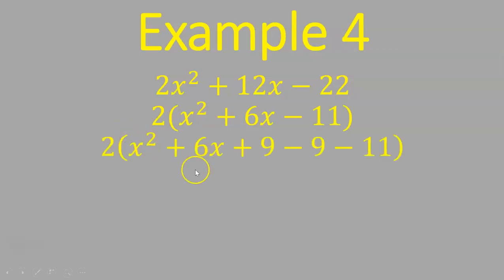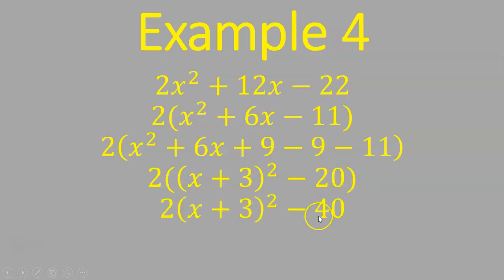Okay, I didn't color code or anything this time. Remember, half of 6 is 3, so it shows back up like this: x plus 3 squared. These 3 terms right here make x plus 3 squared. Negative 9 minus 11 is negative 20. Now we do something a little fancy here. Not really fancy, but we're going to keep that x plus 3 squared, but we're going to distribute the 2, so it just latches to the front of that, and then 2 times negative 20 is negative 40.